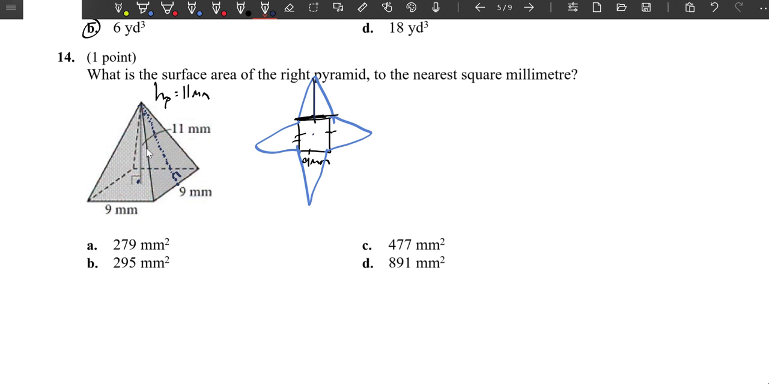So if we look at this pyramid from the side, we might see something like, I don't know, something like this.